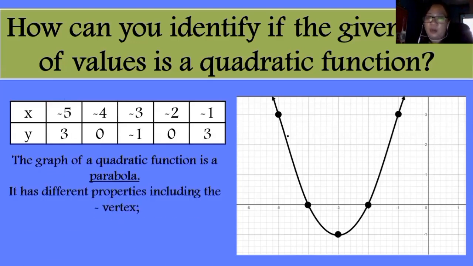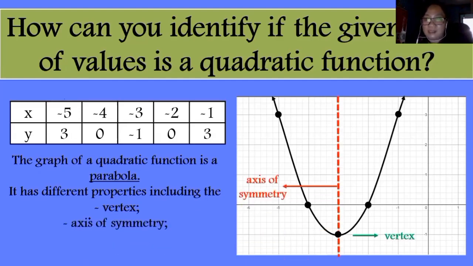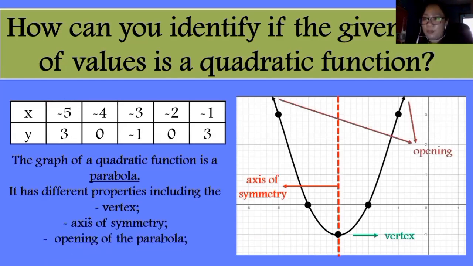And the different properties include the vertex. This is your vertex. It's either the lowest or the maximum point. You also have the axis of symmetry, the opening of the parabola, and the x-intercepts. So, if you have a parabola, then that's a quadratic function.